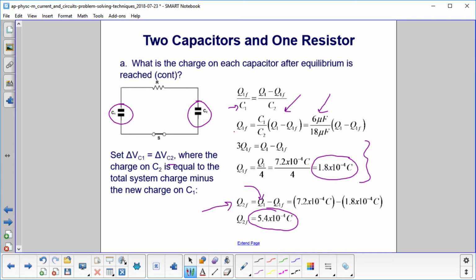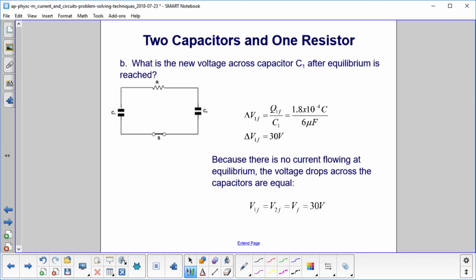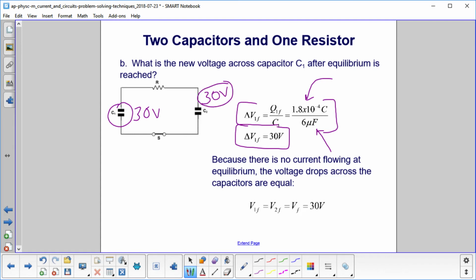Now, does this make sense? C2 has 3 times the capacitance of C1, so it should store 3 times as much charge, and yes, it does. What is the new voltage across capacitor C1 after equilibrium is reached? Well, voltage is just charge over capacitance. We found the new charge. The capacitance stays the same, so we have 30 volts across C1. And since the potential has to be equal, we have 30 volts over here, right? So that means that no charge is flowing, we're at equilibrium.